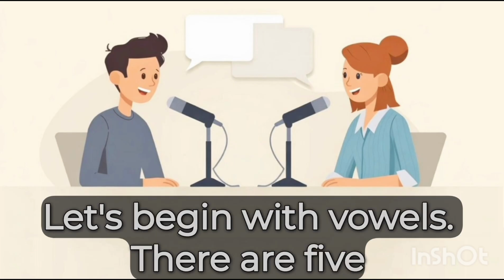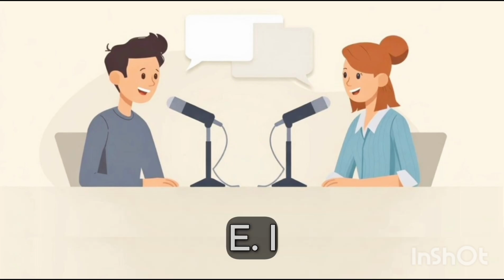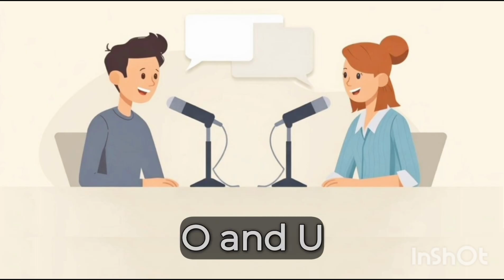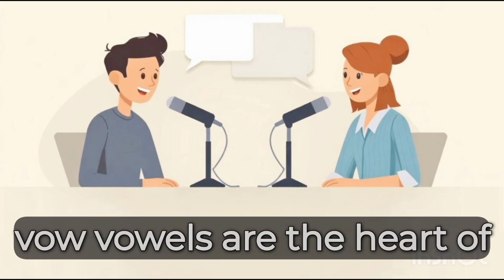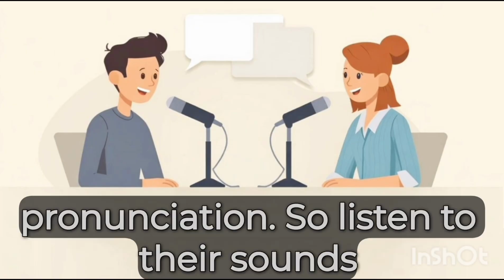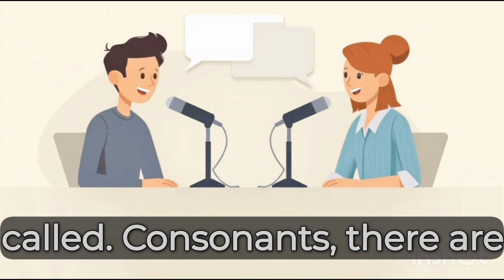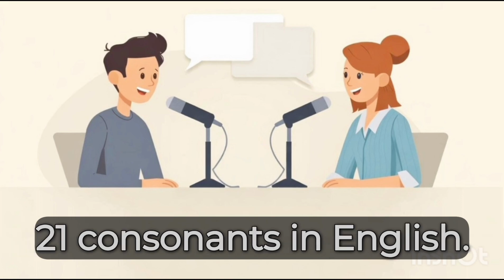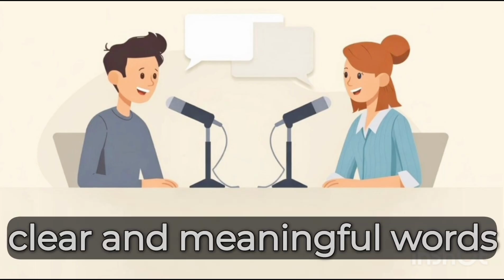Let's begin with vowels. There are 5 vowels in English: A, E, I, O, and U. Every English word has at least one vowel. Vowels are the heart of pronunciation, so listen to their sounds carefully. The remaining letters are called consonants. There are 21 consonants in English. They work together with vowels to form clear and meaningful words.